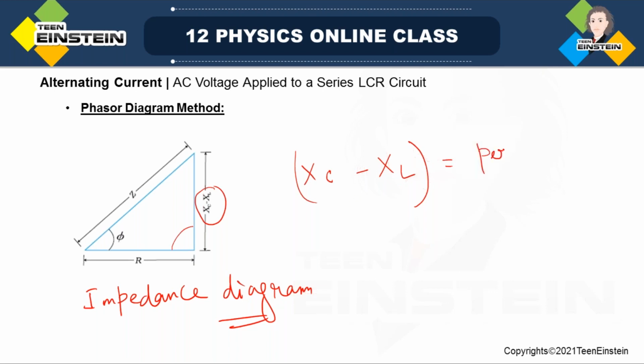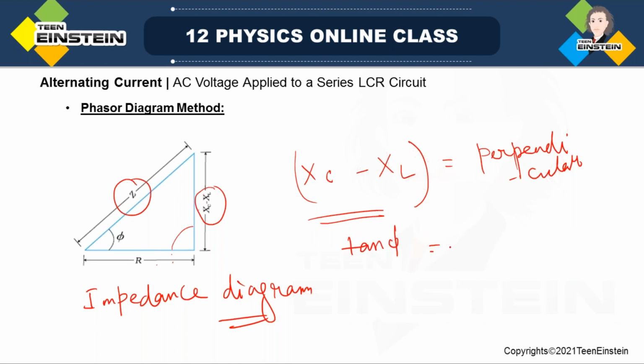You say this is perpendicular. So if we draw R, the resistance, and the difference between capacitive and inductive reactance in such a way that these two values become two sides of a right angle triangle, and the impedance becomes the hypotenuse, then look what we can write.